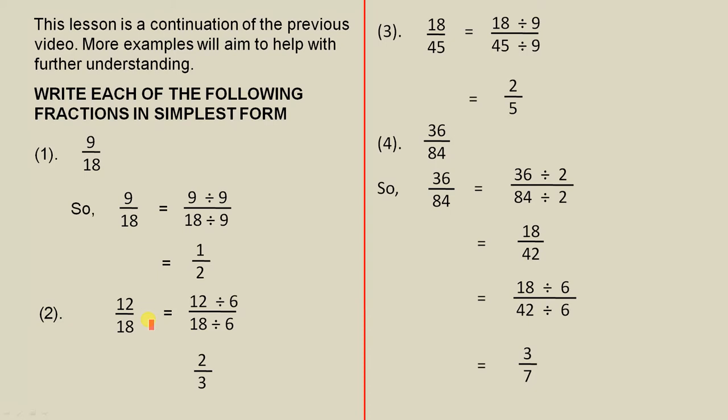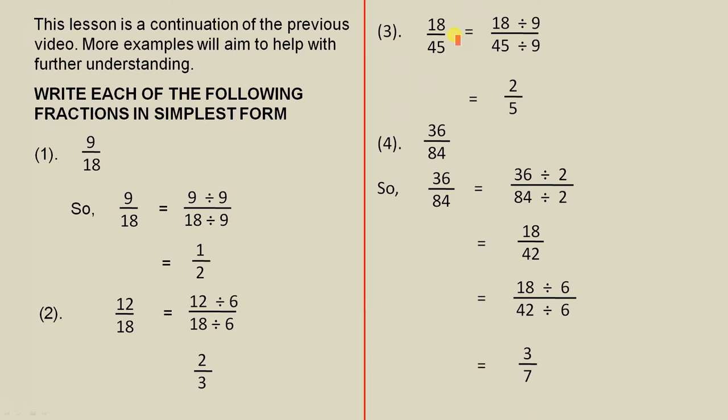Example 2, 12 over 18. We can see that 12 and 18 are easily divisible by 6. 12 divided by 6 is 2, 18 divided by 6 is 3, so the simplest fraction is 2 over 3.